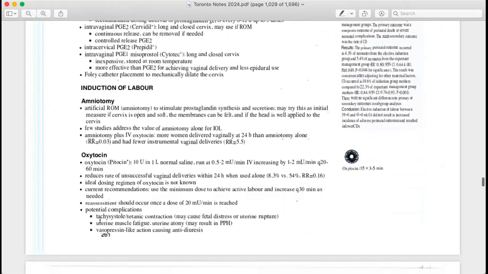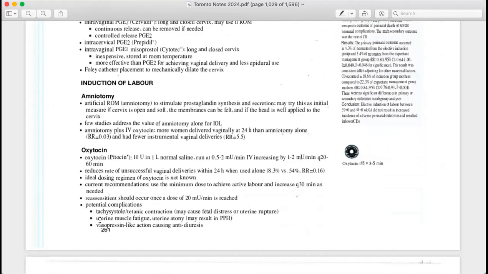Then coming to the induction of labor, this is the important one: amniotomy. Usually the question asked is which one you prefer. Is amniotomy better or is oxytocin better?